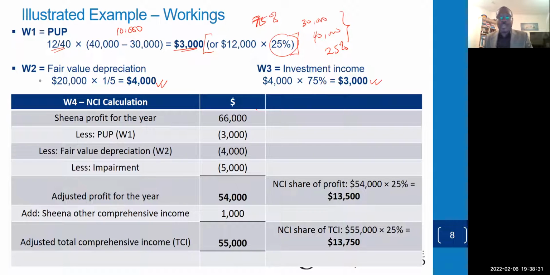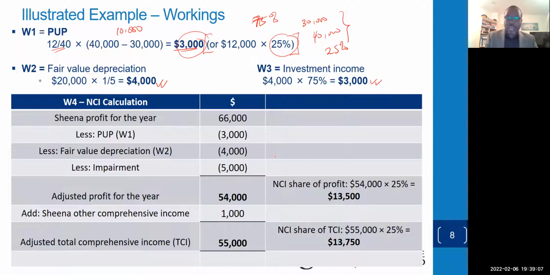Now we subtract the PUP. Remember, it was the subsidiary who sold to the parent. When we recognize these, simply knock it out from the profit element of the subsidiary, which it has recognized. Fair value depreciation, again, deals with the subsidiary. It had something it didn't recognize. We have recognized in the books that fair value is higher than the carrying amount. So what you need to do is get rid of the depreciation which you've not recognized.